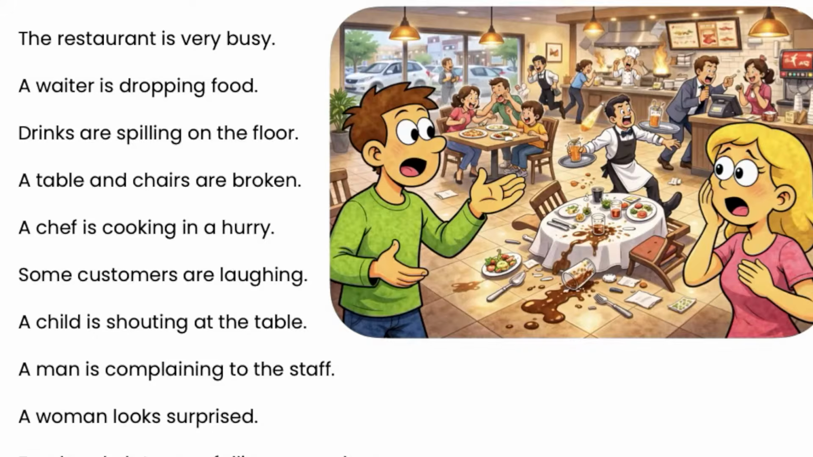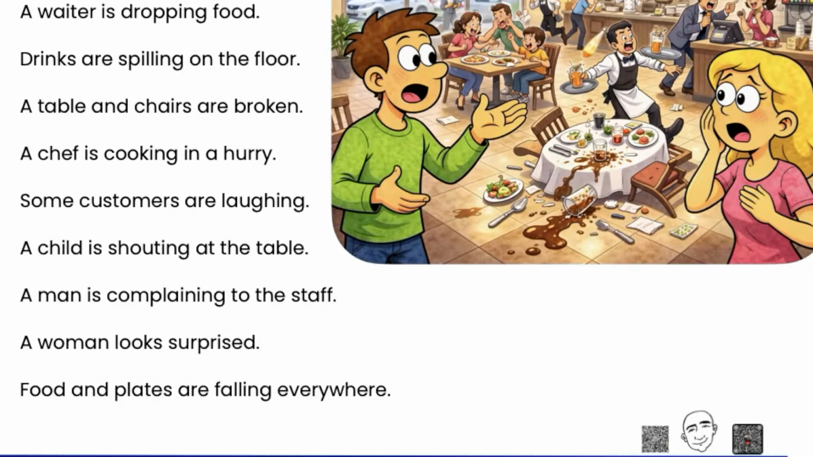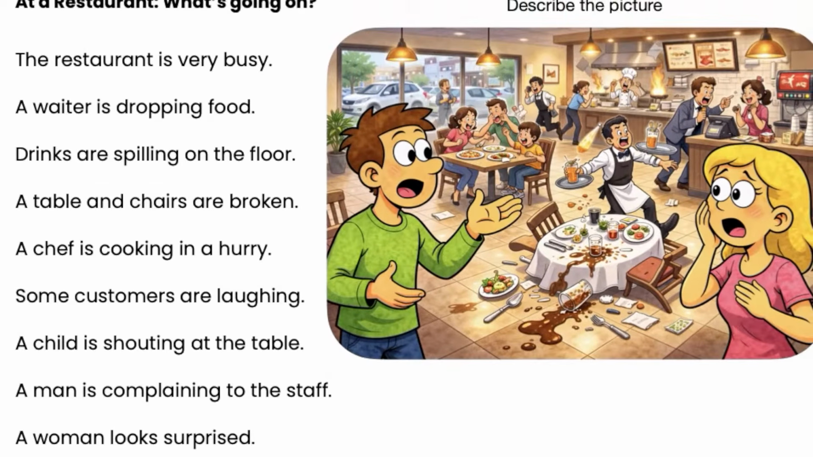A table and chairs are broken. A chef is cooking in a hurry. People want their food quick. Some customers are laughing, right? So that family, they're laughing at the situation. A child is shouting at the table. So, laughing, shouting, ha ha ha. A man is complaining to the staff. So he's complaining to the cashier there. A woman looks surprised, right? The woman in pink there, she's surprised. And then food and plates are falling everywhere. Okay, good.